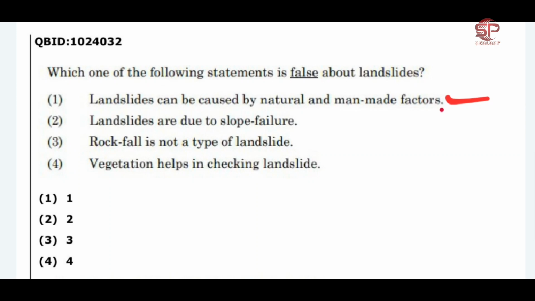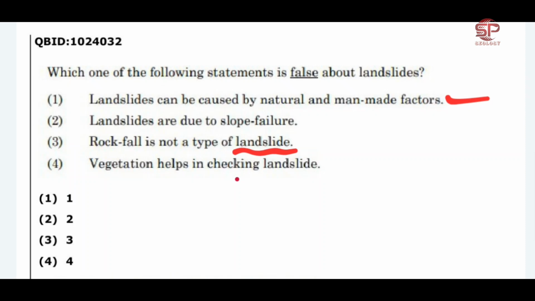Then rockfall is not a type of landslide. Rockfall is a type of mass wasting, but it is not a landslide. Here, blocks of rock fall at a greater speed. They do not slide along the surface. That's why they are not landslides. Then vegetation helps in checking landslides. But in this question, landslide is also considered as mass wasting. So the statement that rockfall is not a type of landslide will be false.